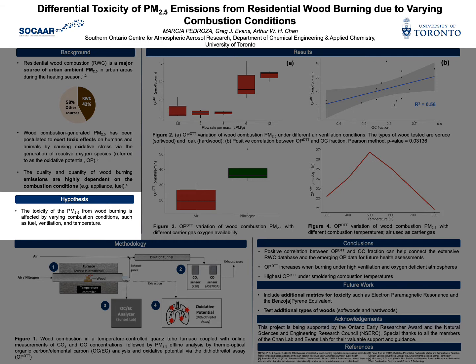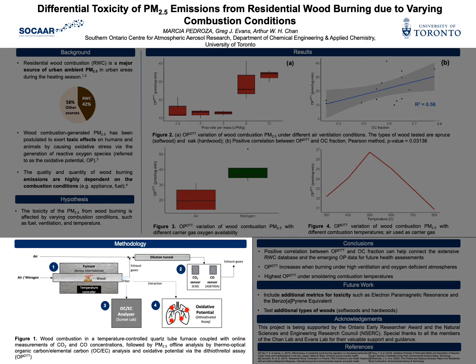We hypothesized that just as the type of compounds varies with the wood combustion conditions, the toxicity of the PM2.5 will also be affected by this. Some examples of combustion conditions that can be varied are the type of fuel, softwood versus hardwood, or between different species like spruce and oak. The ventilation can also be varied, or even the temperature at which the wood is burned. For example, low temperatures would correspond to smoldering burning, whereas high temperatures would correspond to flaming fires.